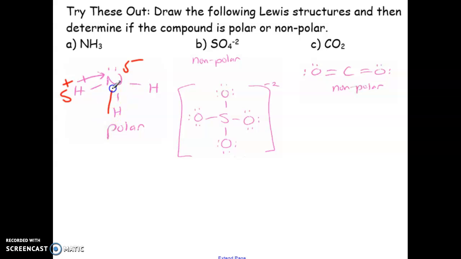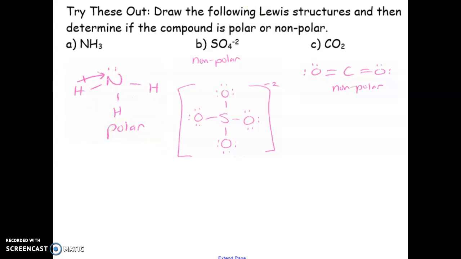So remember, you don't have to show all 3 of them. As long as you show 1 for each new type of bond, that's sufficient. Okay, so overall, this is polar because of the lone pair and the polar covalent bond.